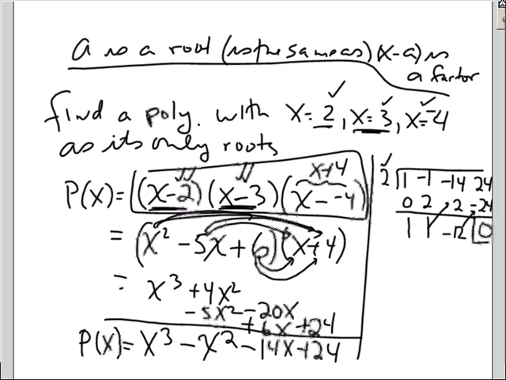So finding a polynomial with given zeros is pretty straightforward. Now, when I say find the polynomial with x equals those numbers as its only roots, I should have said and of degree 3. And if you look at our answer on the bottom, it is of degree 3. So what if I give you 3 zeros again, but I tell you I want you to find the polynomial with those 3 zeros, but it's of degree 5?